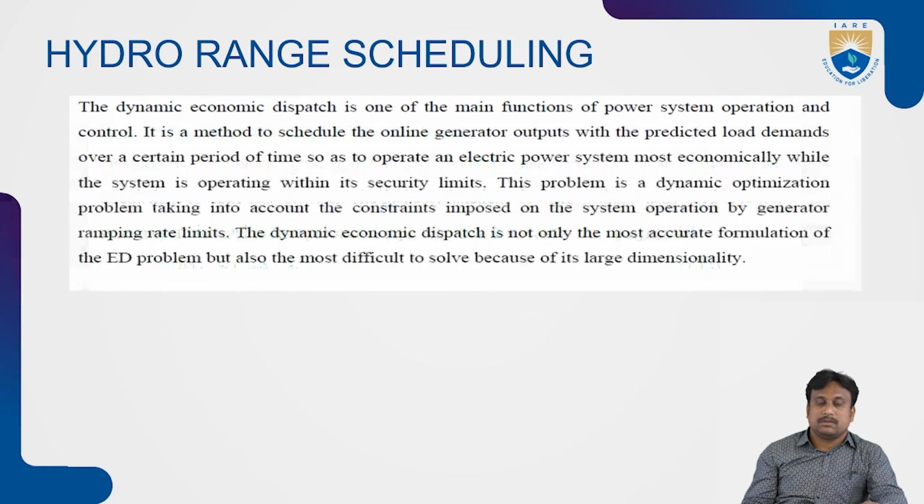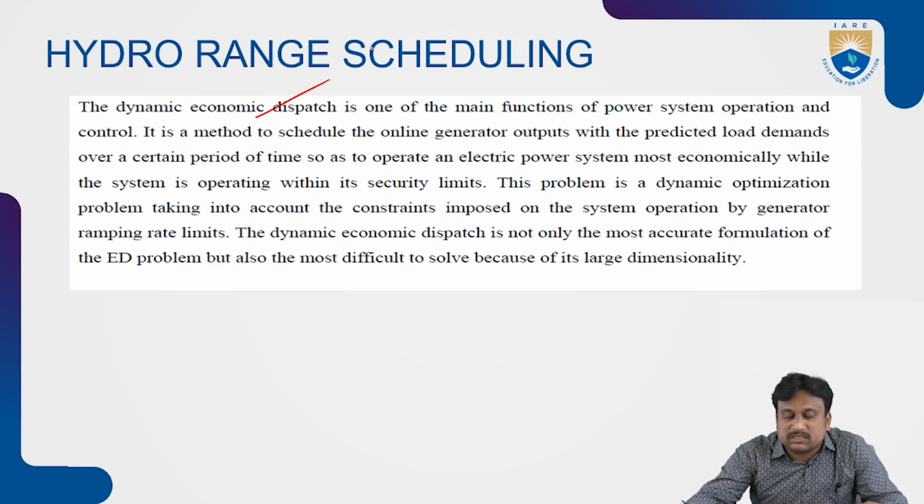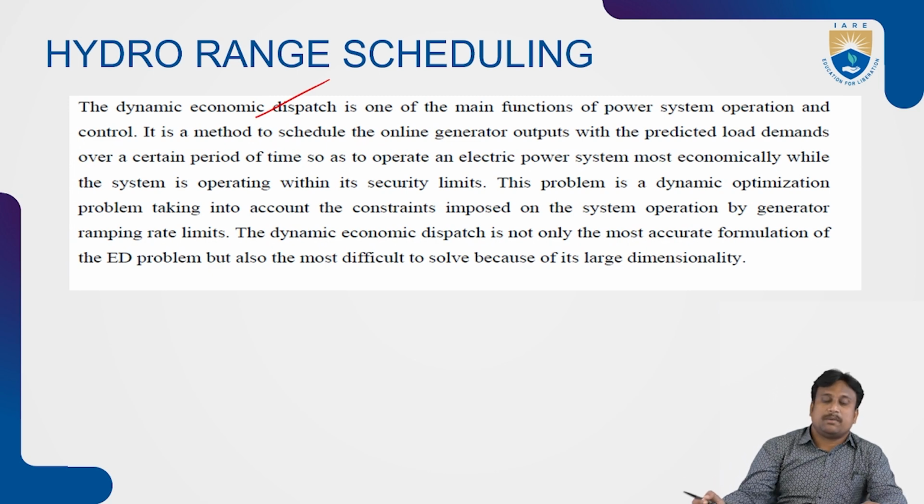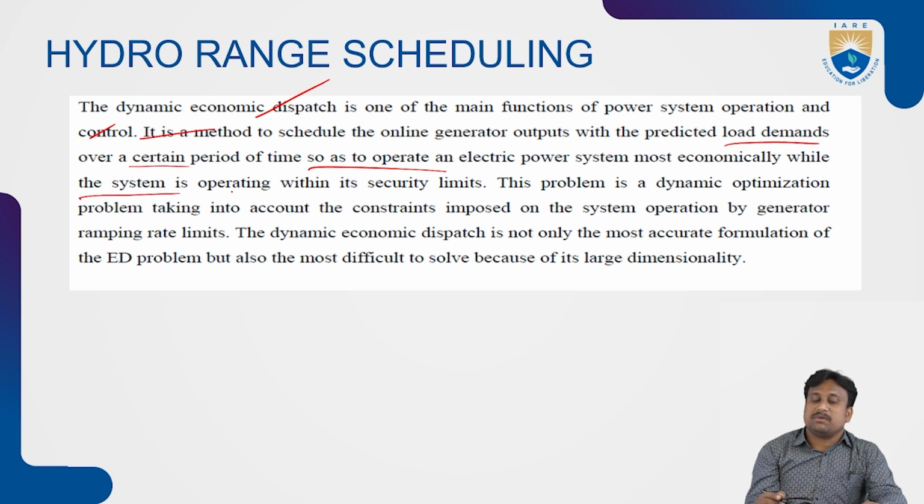So this is the resultant expression which we conclude for the fuel cost function of this kind of unit. The dynamic economic dispatch is one of the main functions of power system operation and control. It is a method to schedule the online generator outputs with the predicted load demands over a certain period of time so as to operate an electrical power system most economically. While the system is operating within the security limits, the problem is a dynamic optimization, taking into account the constraints imposed on the system, which are reflected in the generator ramping and the specified rating limits.